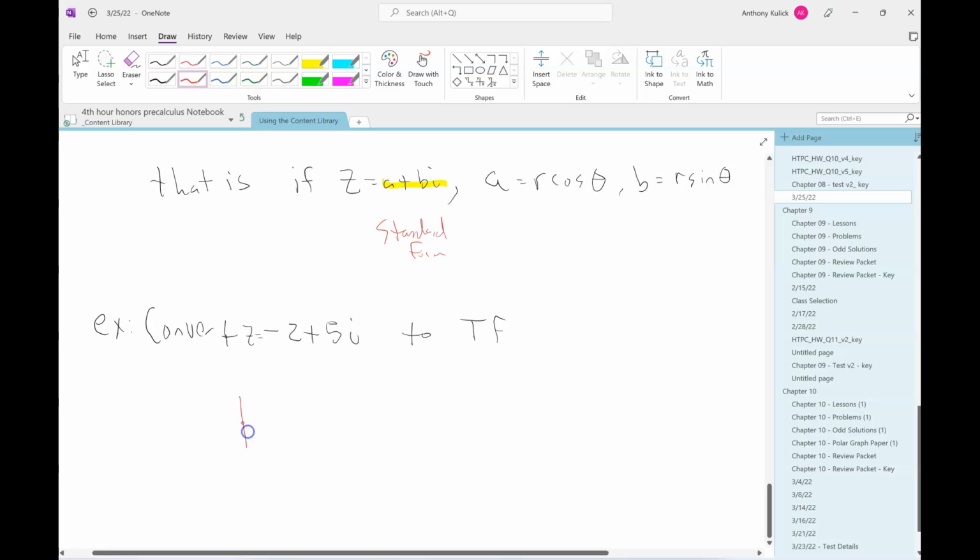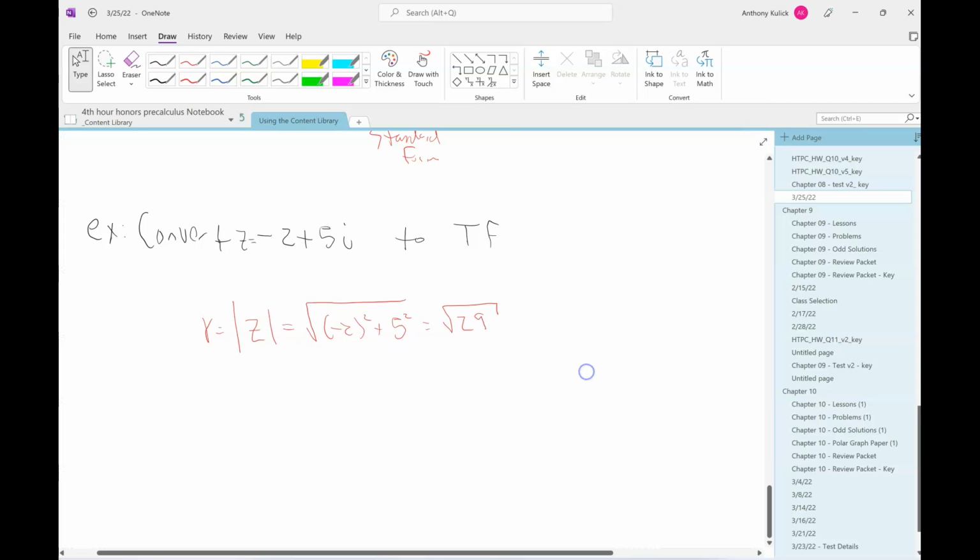So we need two things. We need the r, which is the same thing as the absolute value of z. So that's negative 2 squared plus 5 squared, all square rooted. No problem there. To get theta, we'll plot our complex number. So this is the theta.